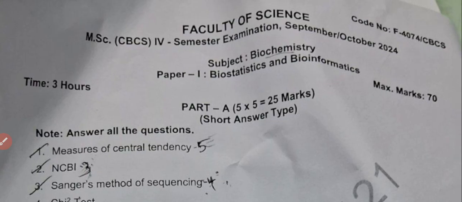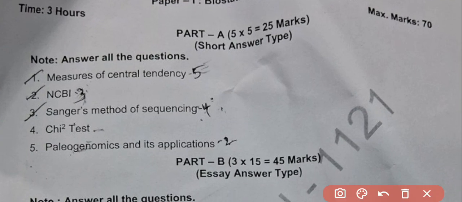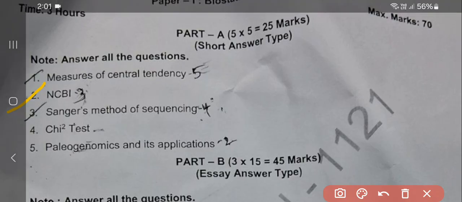Here you can see this is paper 1, Biostatistics and Bioinformatics, the 2024 paper. In this, the short questions asked were about central tendency. There you need to write about central tendency, what actually central tendency is. You need to write the details about mean, mode and median. Okay, and NCBI, you need to write about what NCBI is.